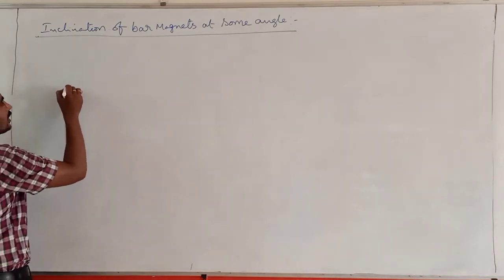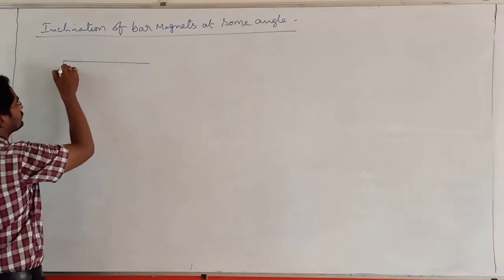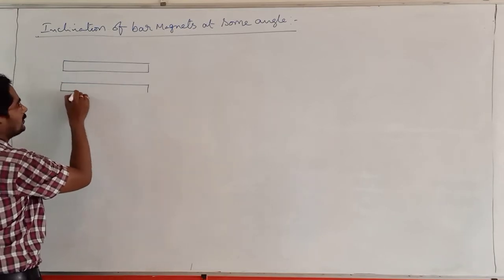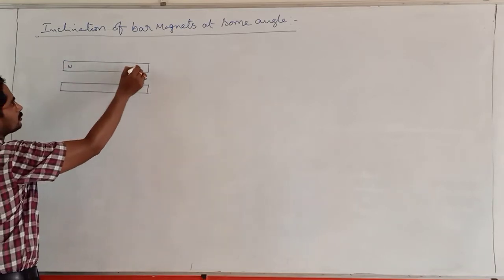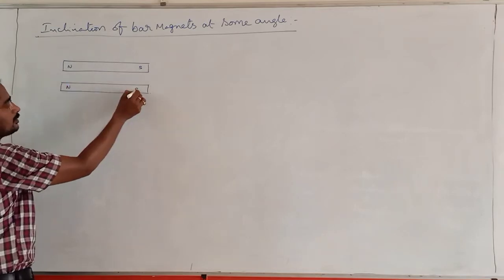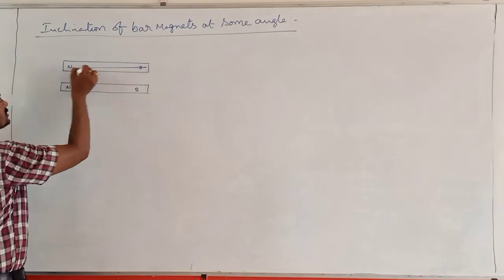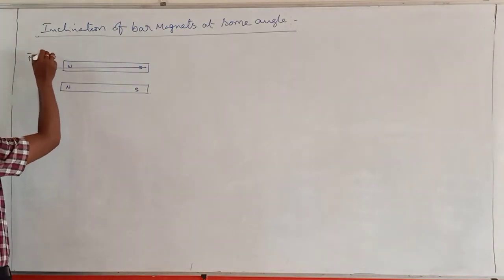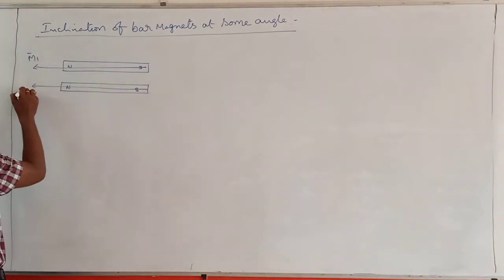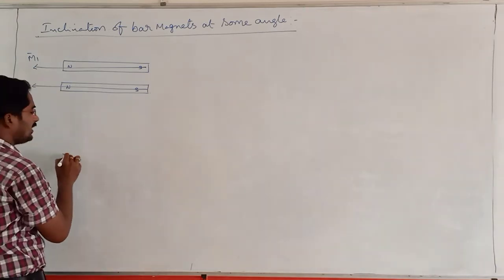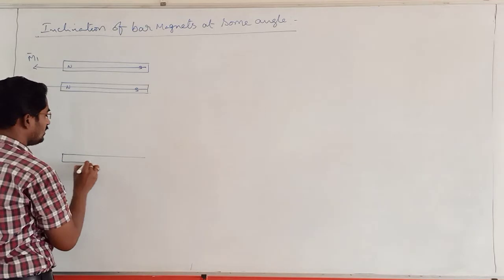See, I consider two bar magnets. It is one, it is two. The second one also has a north pole and a south pole. For the first one, the moment is m1, and the moment is directed from south to north. For the second one, what is the moment? m2. Now these two magnets are inclined at some angle.